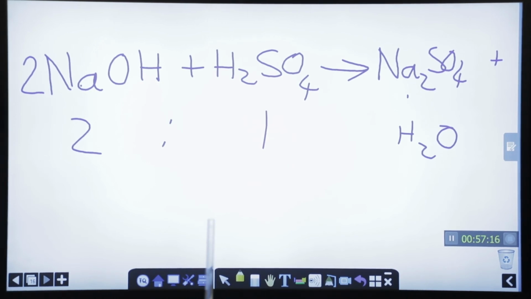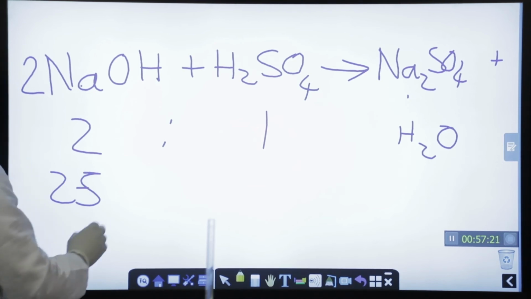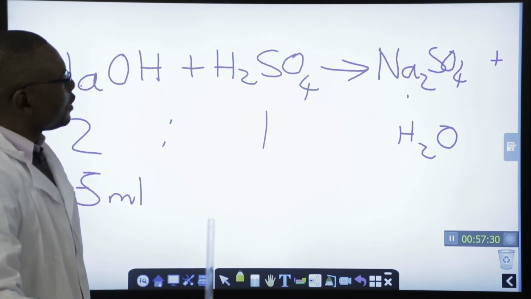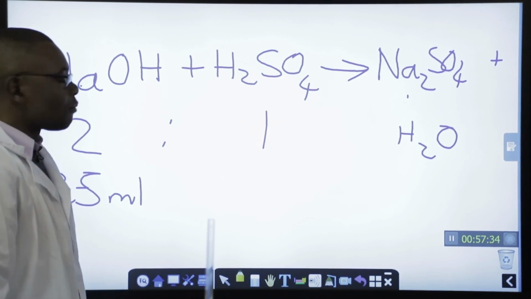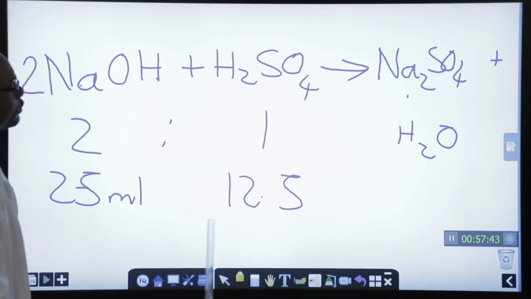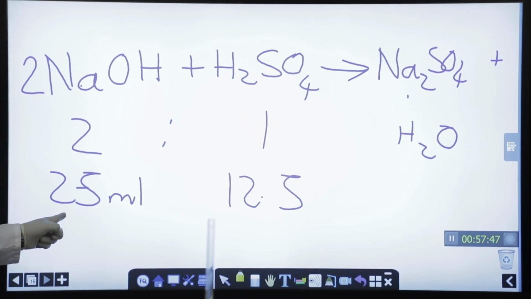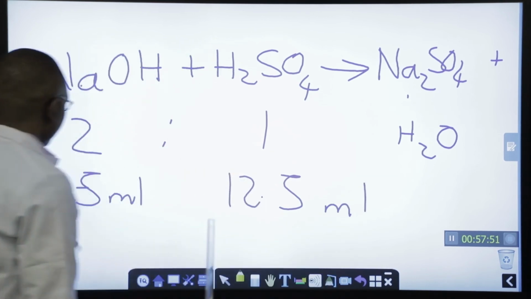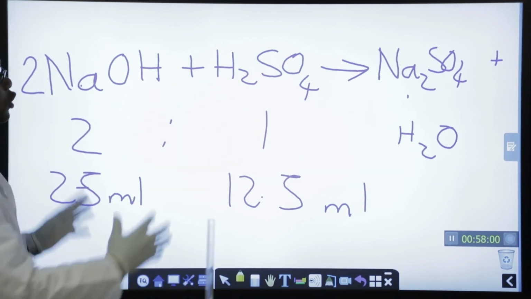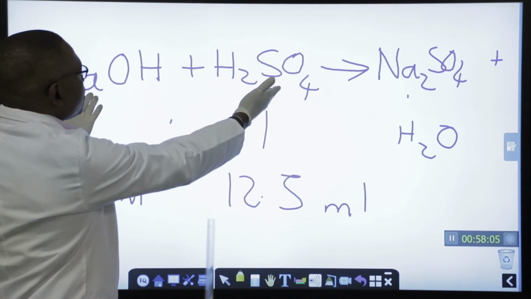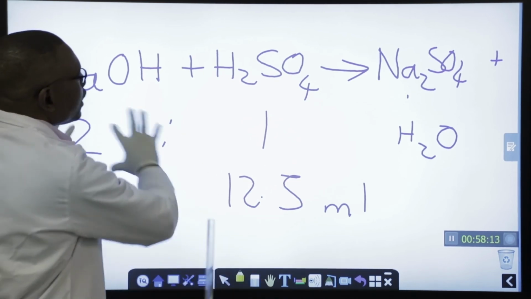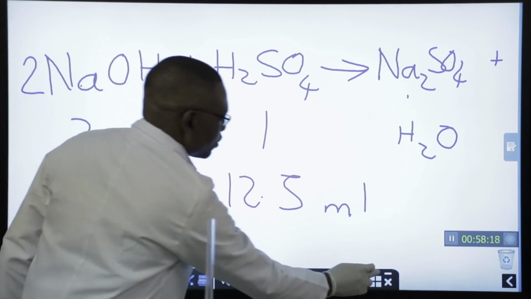And from our volumes, we put 25 mils here. 25 mils. And if you check what we have just calculated, 12.85 minus 0.35, you see that it gave me 12.5. Do you see that? Half of 25 milliliters is 12.5. So it clearly shows that what I've done here, in as much as it was rough, was precise enough to show me that we need two of these to react with one of that. 2:1. 25 mils of sodium hydroxide, 12.5 mils of sulfuric acid, exactly representing the situation I have here.